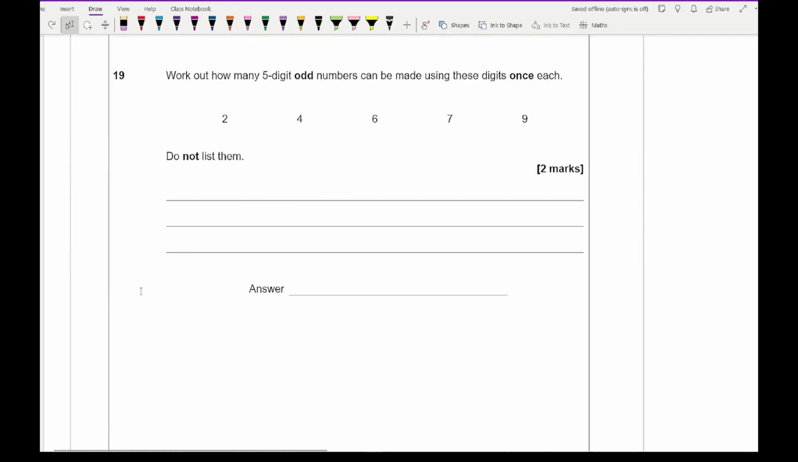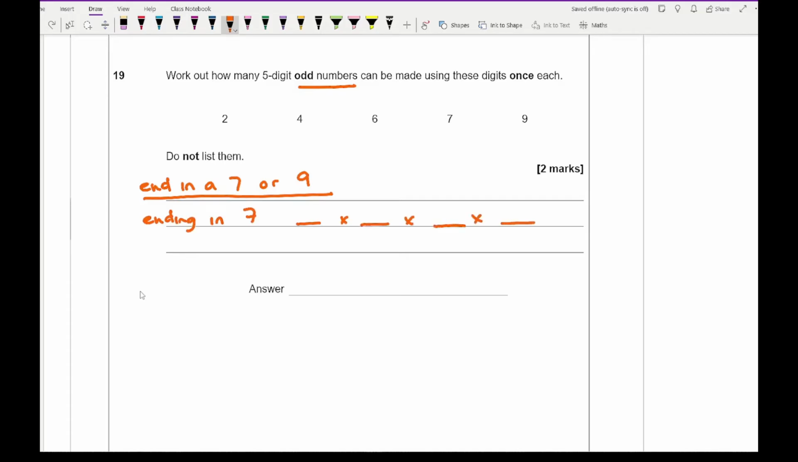Moving on to question 19, it says work out how many 5-digit odd numbers can be made using the digits once each. So here, in order for us to end up with an odd number, it either needs to end in a 7 or 9. So that's going to be the fact that I'm going to be using. Now in terms of ending in 7, in terms of the first number, there are 4 numbers for me to choose from. Then once I've selected one, there are only 3 numbers to choose from. Then choosing from the remaining ones, I've got 2 and I've got 1. Multiplying that gives me 24 possible outcomes.